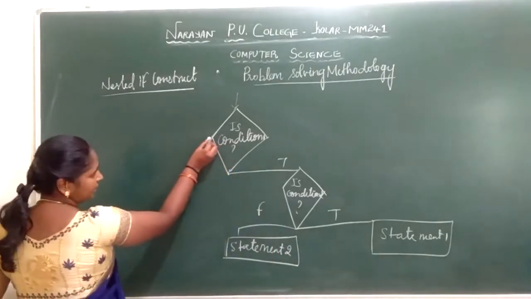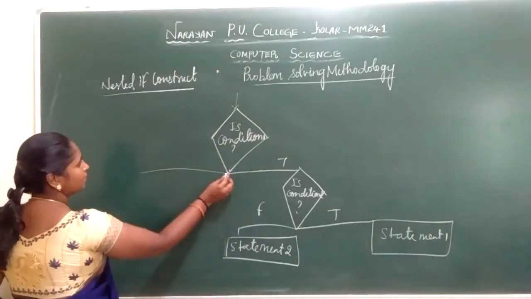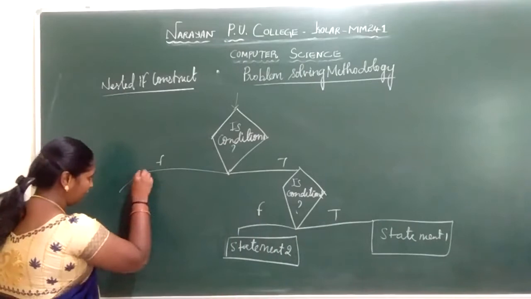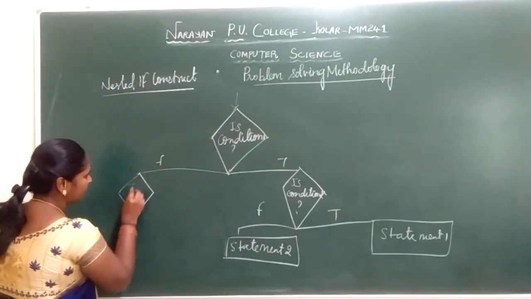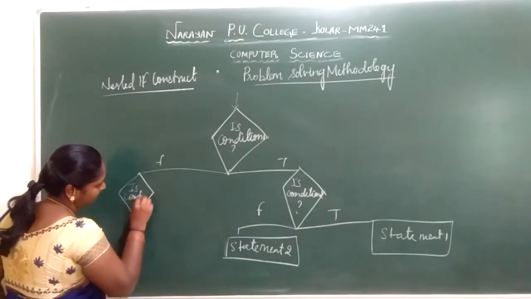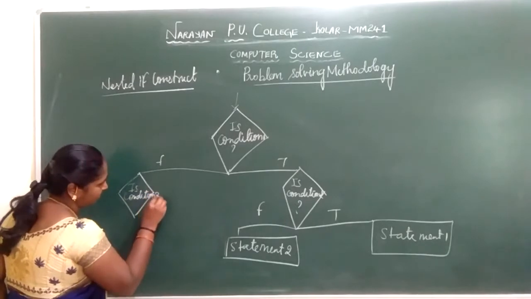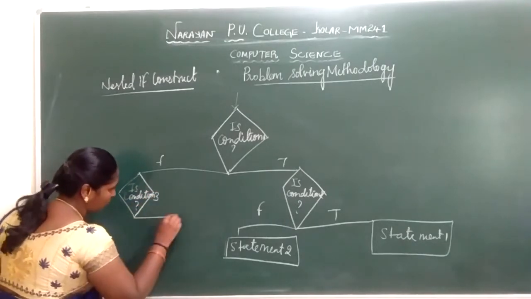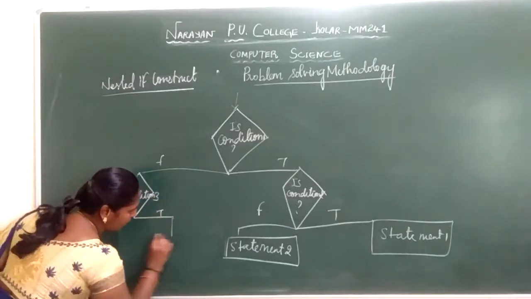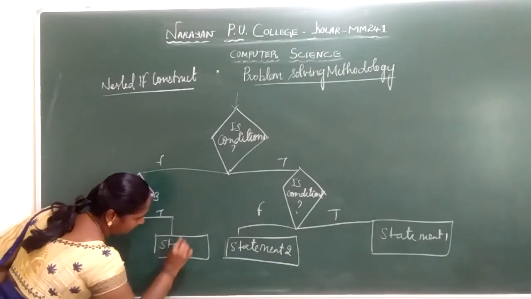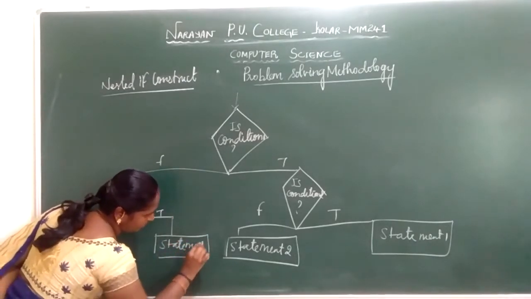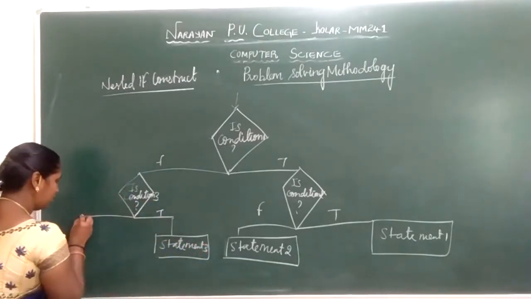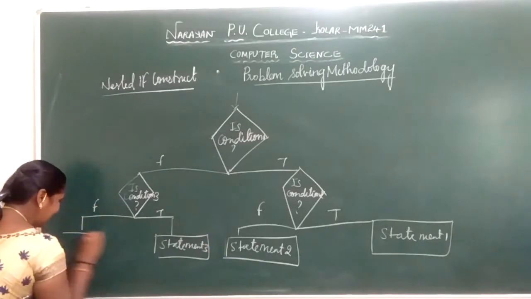Here, starting itself, if this condition is false, it's going to check for the condition. Is condition 3 true? If it is true, it's going to execute statement 3. Else, if it is false, it's going to execute statement 4.